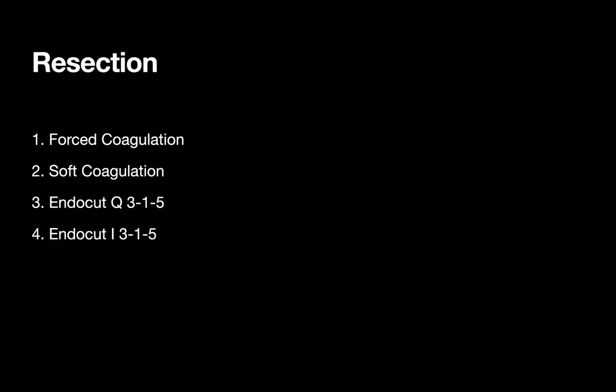Soft coagulation cannot cut, it only coagulates. The voltage is less than 300 volts, right? So with that current setting, you don't cut. So it is used basically for hemostasis and ablation of the edge with a snare tip. So you have a choice between Endocut Q or forced coagulation.